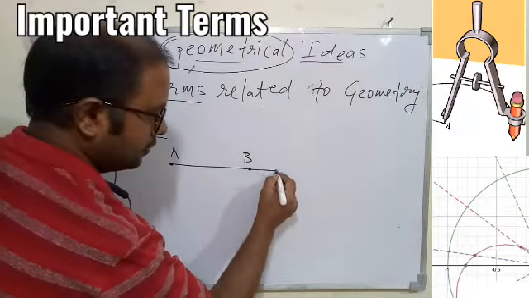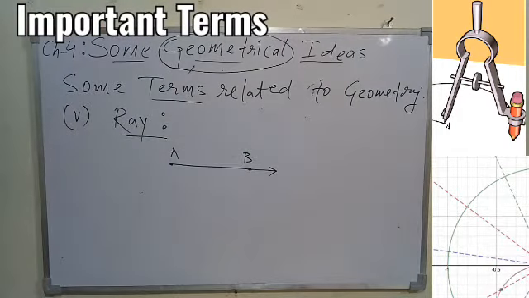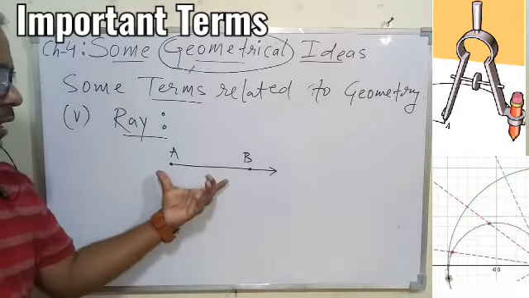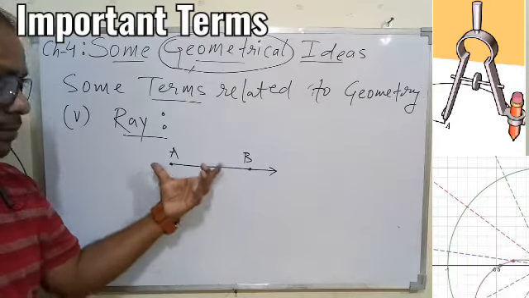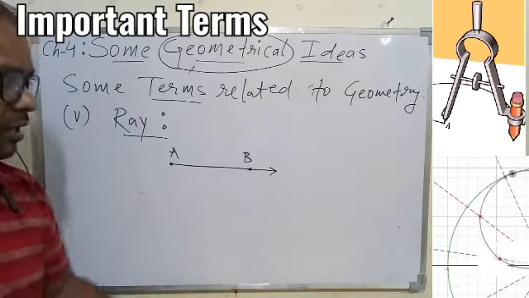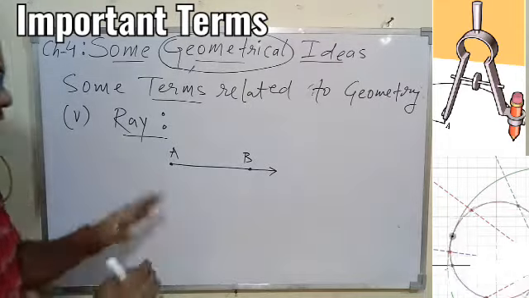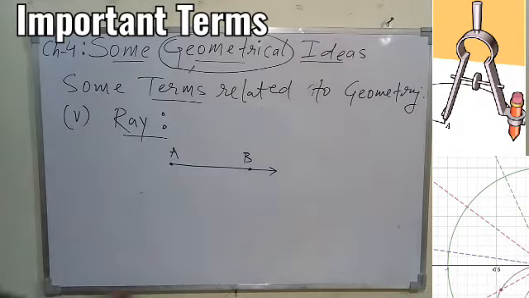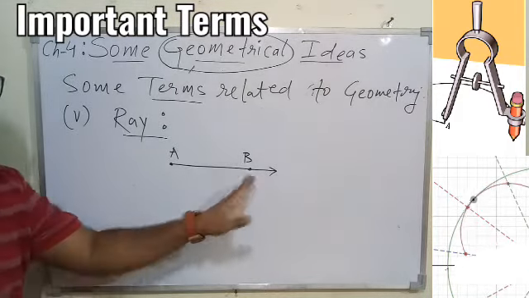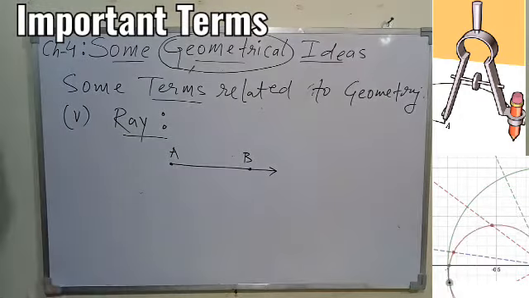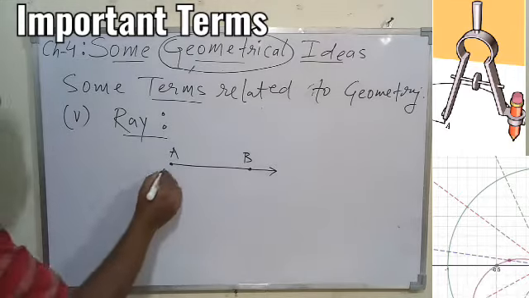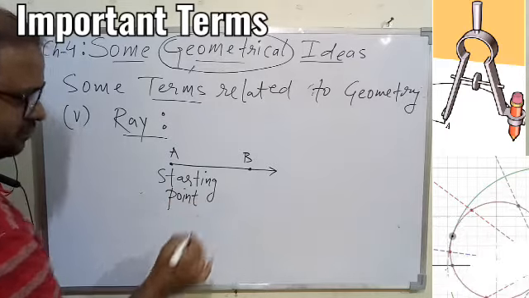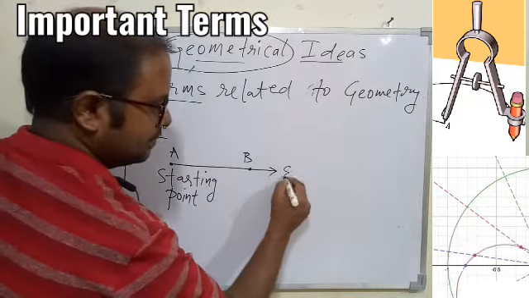Now I extend it one side only. AB is a line segment, but since B is extended one side, this side we don't have any end point, and this side we have the end point. So what I'm showing you is a ray, which has one end point, but in the other direction it has no end point. This one side end point is the starting point, and this will go endless.